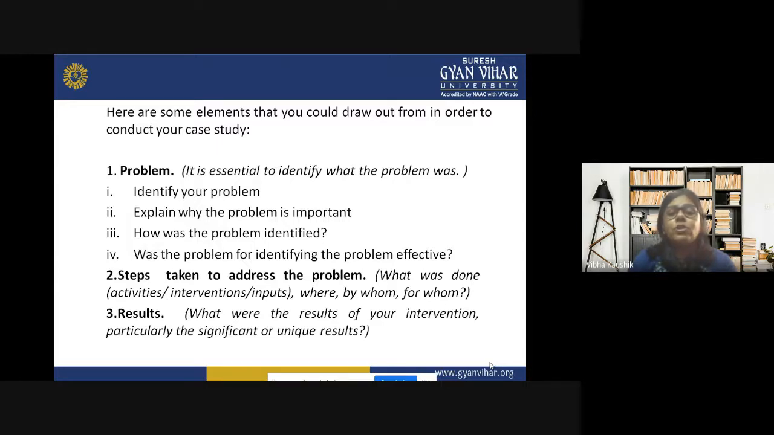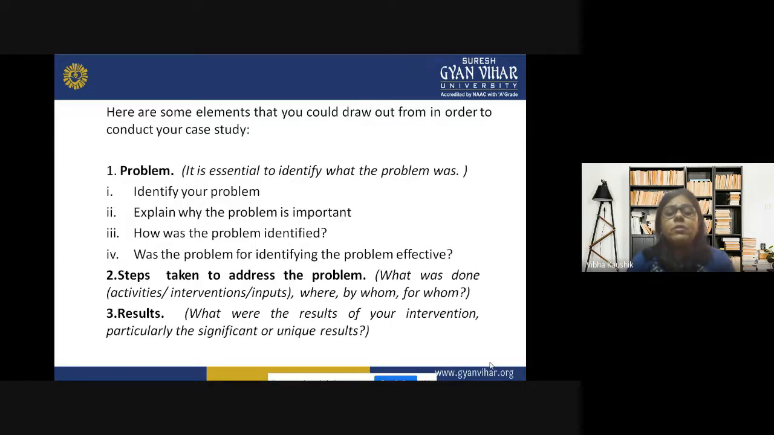First, the problem. It is essential to identify what the problem was. You have to identify the problem on which you are going to do your case study. Explain why the problem is important; you have to give the justification. How was the problem identified? Was the process for identifying the problem effective? Second, steps taken to address the problem. What was done? Activities, interventions, inputs, where, by whom, or for whom.